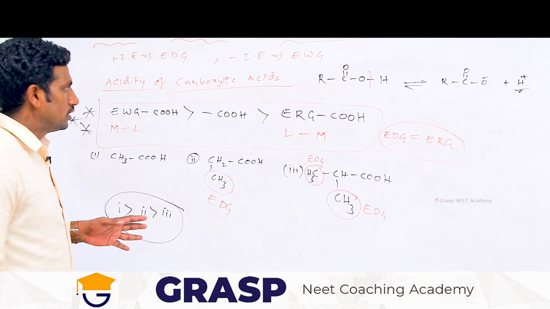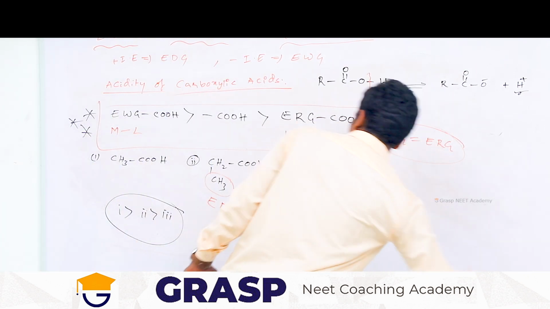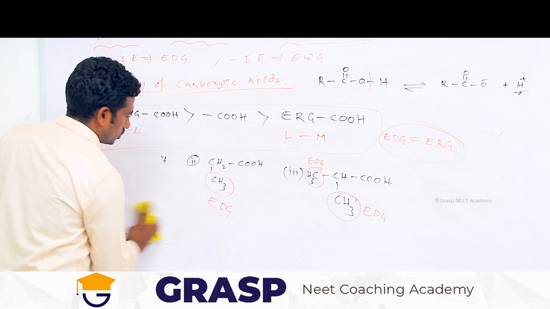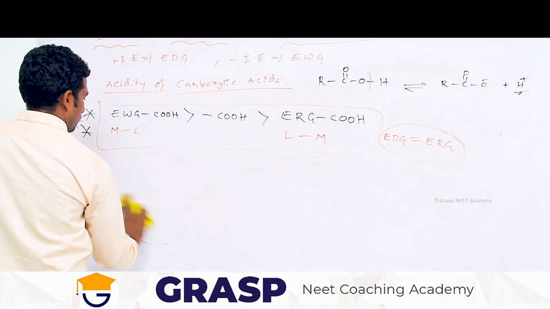This is the relation related to the carboxylic acids. Okay, now this is the order of the acidity related to the carboxylic acids. A few electron withdrawing group attached carboxylic acids I will take and explain to you, so then it will be covered.